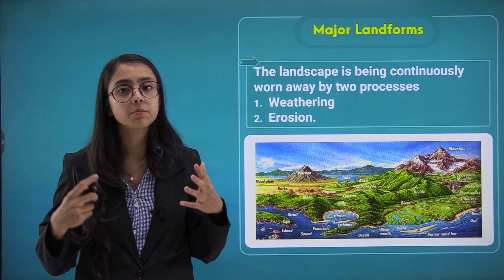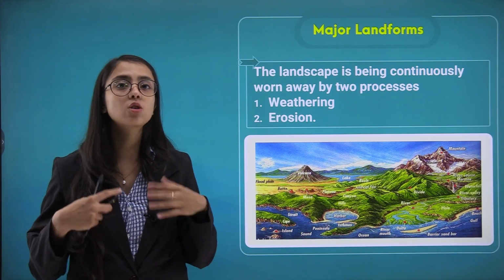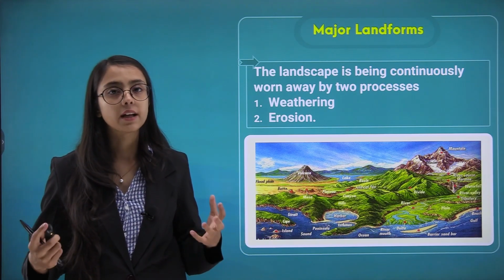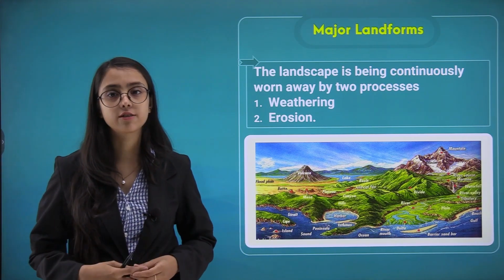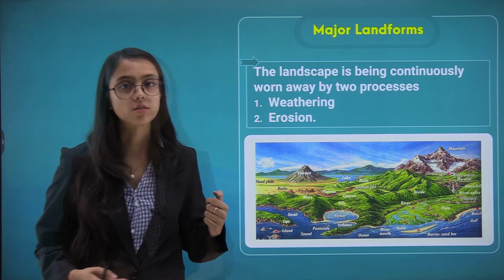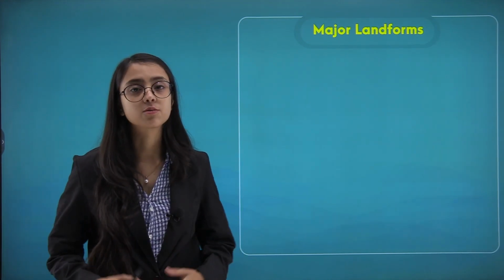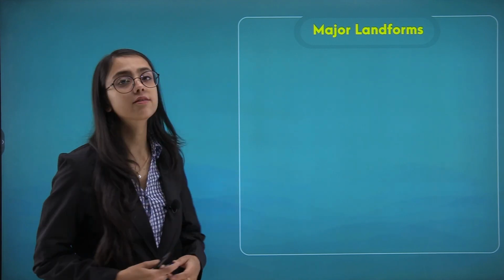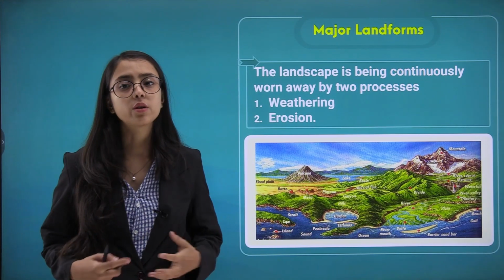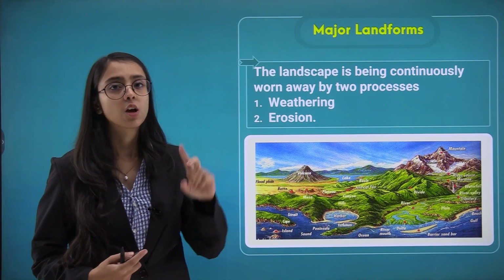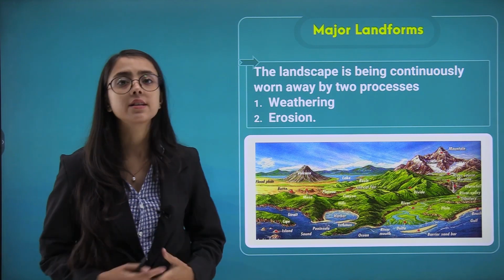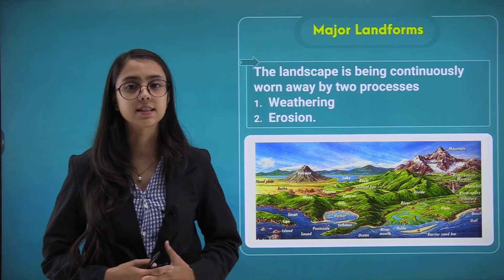Now, what are the major landforms that are continuously made or destroyed by the process of exogenic forces? These processes are weathering and erosion. What are the major landforms that are formed due to exogenic forces? The landscape is continuously worn away by two processes. One is weathering and the other one is erosion. We will study these processes in detail.